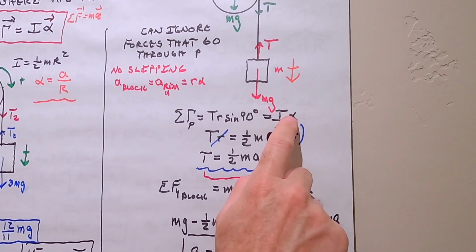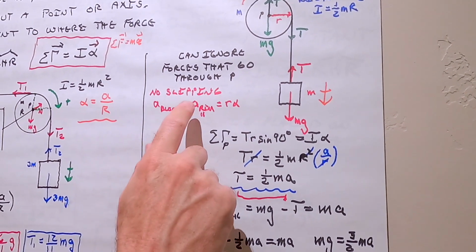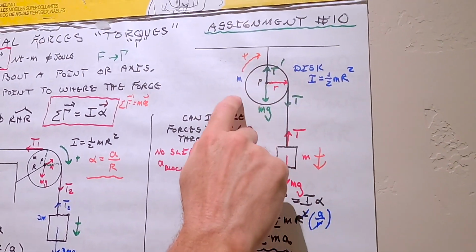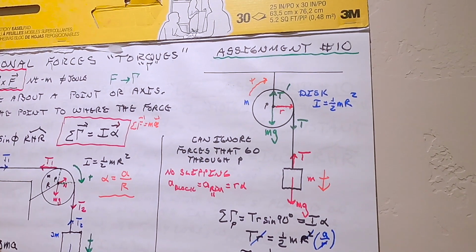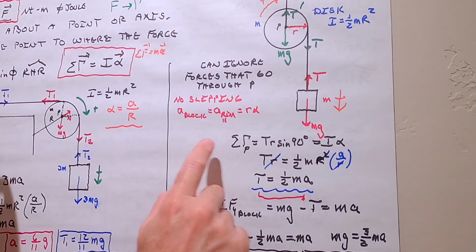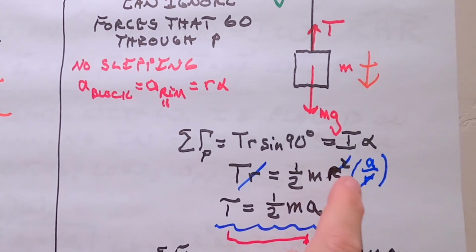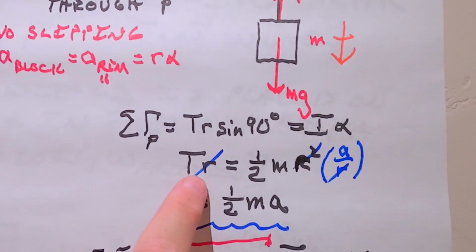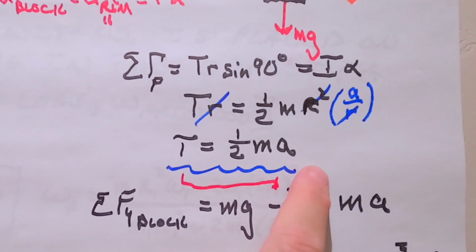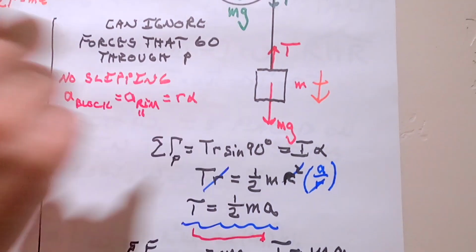And my alpha, since there's no slipping, just like we did before when we said v equals r omega, we can say the same thing here. We can say the acceleration of this around is the same as the acceleration of that block going down. So we can turn all of our alphas into a over r's, just like we did with our v's before. Okay, these r's and this r all cancel out, and so this equation just simplifies to T equals 1/2 ma.